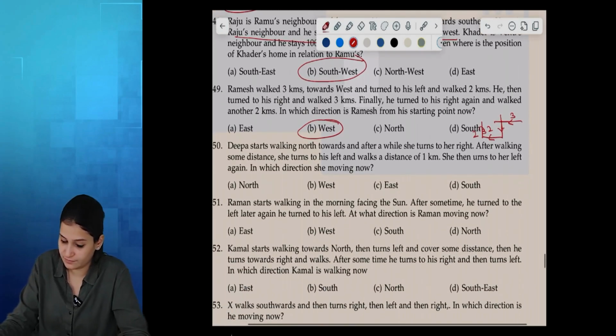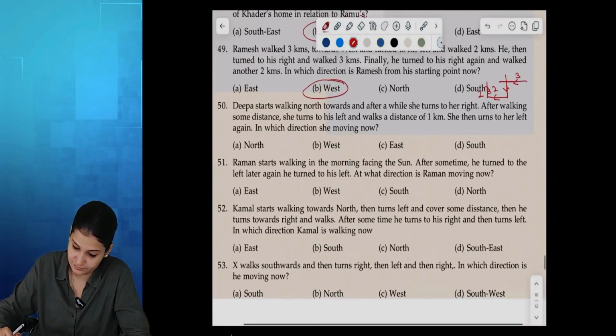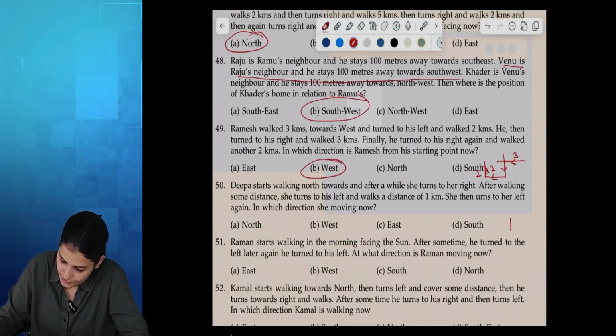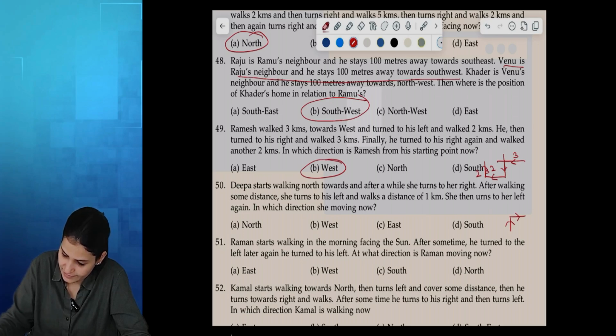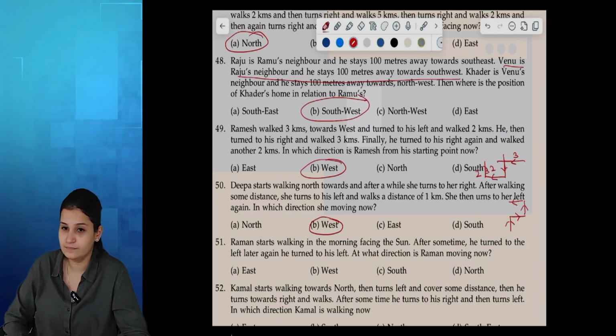50. West. Deepa starts walking towards north and after a while she turns to her right. After walking some distance, she turns to left, walks a distance of 1, she then turns to her left. Which direction? West. Clear till here? Yes, ma'am.